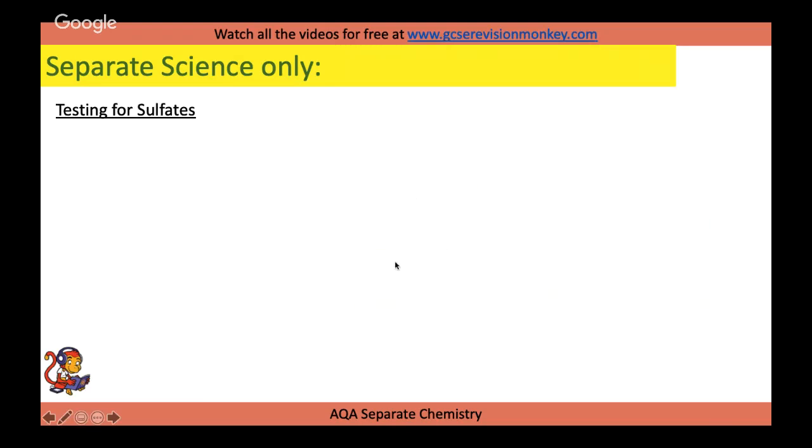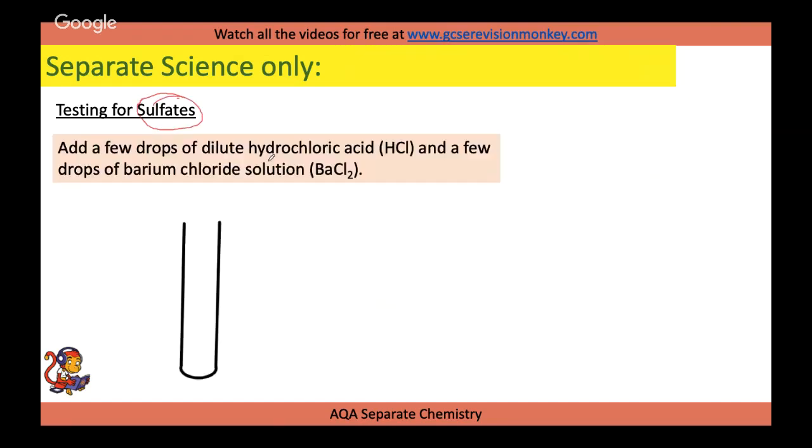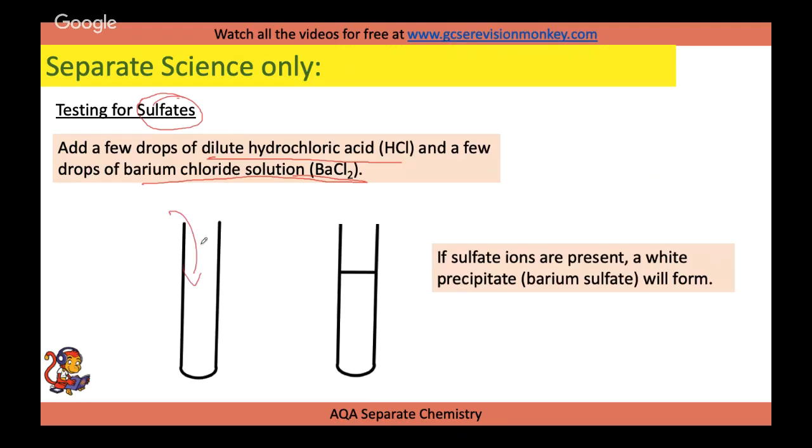If none of those tests were positive, you might want to test again and see if your negative ion was a sulfate. And to test for sulfates, our final test, you add a few drops of dilute hydrochloric acid and a few drops of barium chloride solution. And again, you're going to make a precipitate. So if you add those together and you end up with a white precipitate, that is the result of barium sulfate being made. So if you've got a sulfate present, that will react with the barium in the barium chloride to make barium sulfate. And that means your negative ion is a sulfate.